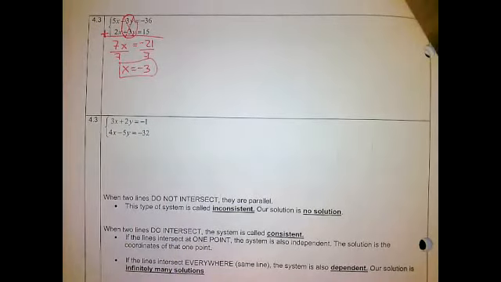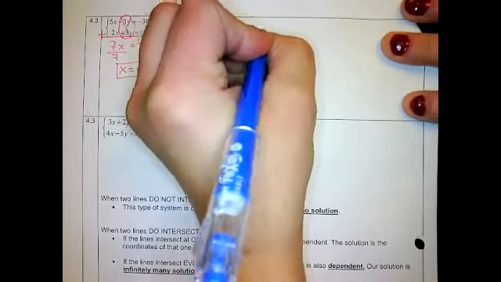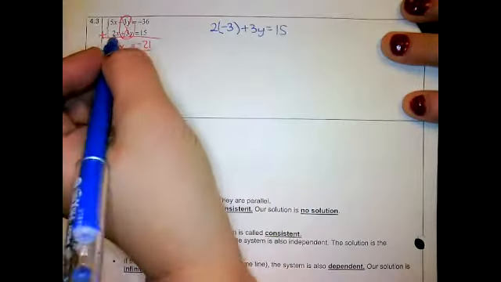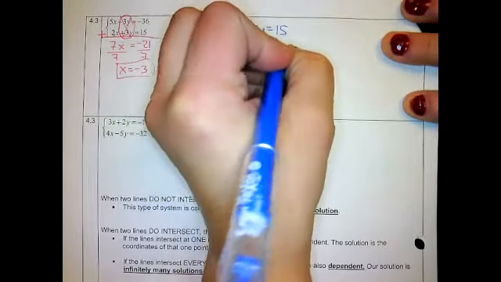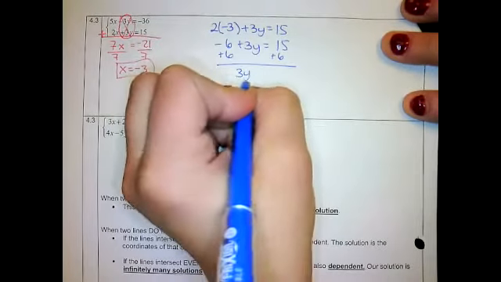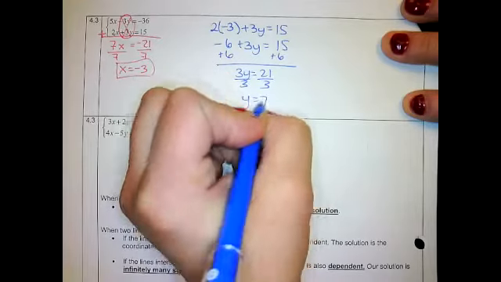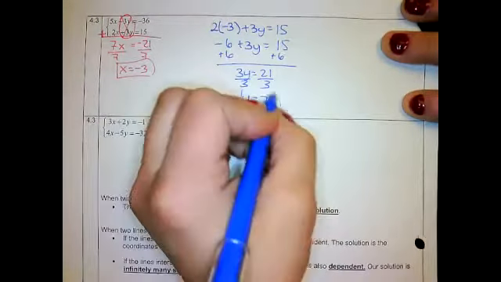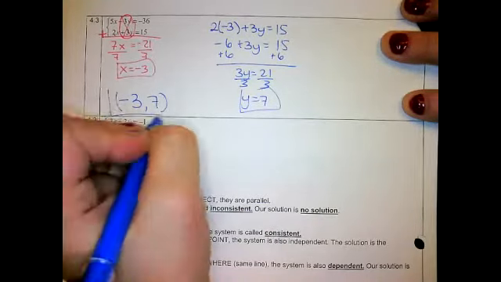That's my x value. Now to find my y value, I'm going to plug x back in. So 2 times that negative 3 plus 3y equals 15. I chose the second one to plug it into. Negative 6 plus 3y equals 15. Add 6 to both sides and I get 3y equals 21. Divided by 3, so y equals positive 7. So my answer is negative 3, 7. And remember, it's a coordinate.